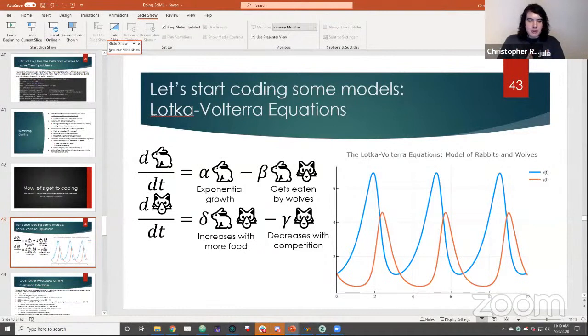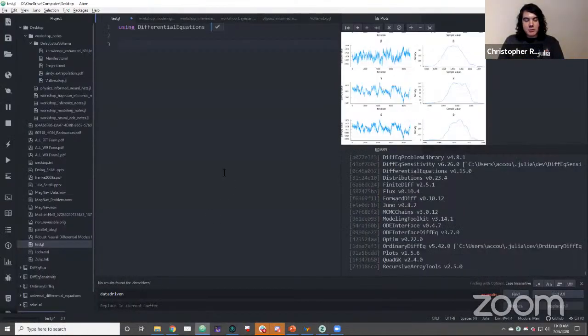The Lotka-Volterra equation is a quick and simple model for a small ecological system between rabbits and wolves. So here we have the rabbit dt. So the amount of rabbits over time changes by rabbits undergo exponential growth, and then they get eaten off by wolves. And then the number of wolves grows if there's more rabbits because there's more food, and then it decreases if there's too many wolves because of competition. So let's write down this model, right?